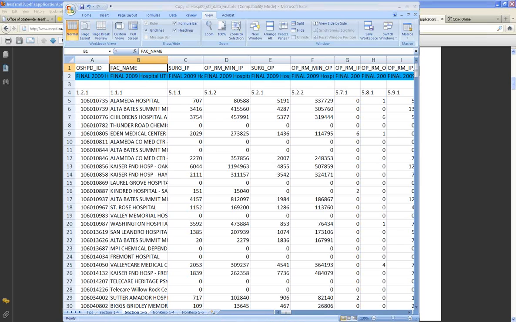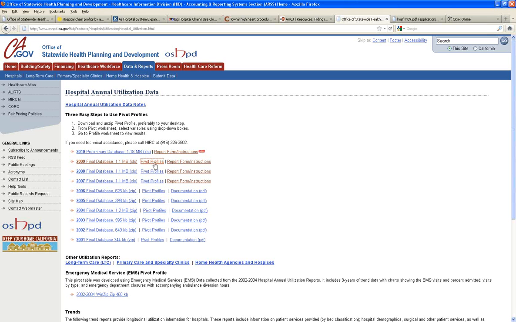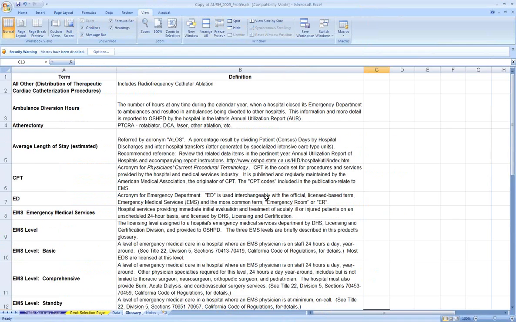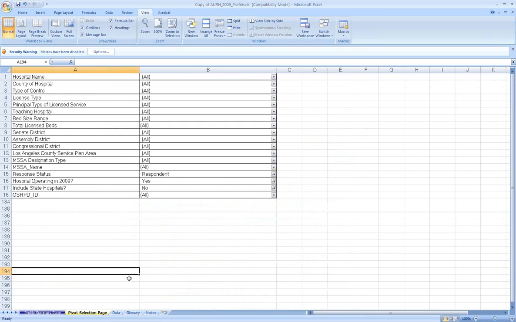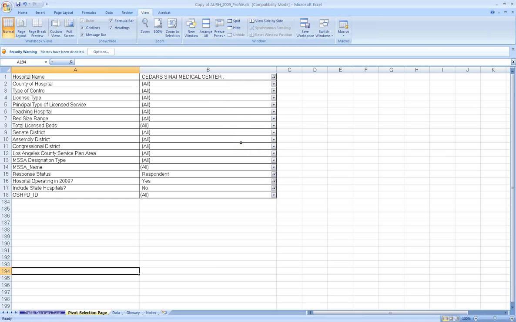The one we're going to be dealing with primarily, which is a little bit easier to deal with, is the second one. And this is the one you would locate through the pivot tables, which is pivot profiles. By clicking on that link and saving it, you will get a screen like this that shows up. And this is the glossary tab on that page. But you'll primarily be dealing with this page, which is the pivot selection page. What this allows you to do is pick the different hospitals that you want to take a look at. So let's just start by picking a hospital. I'm going to pick Cedars-Sinai Hospital, which you would click here and click OK.